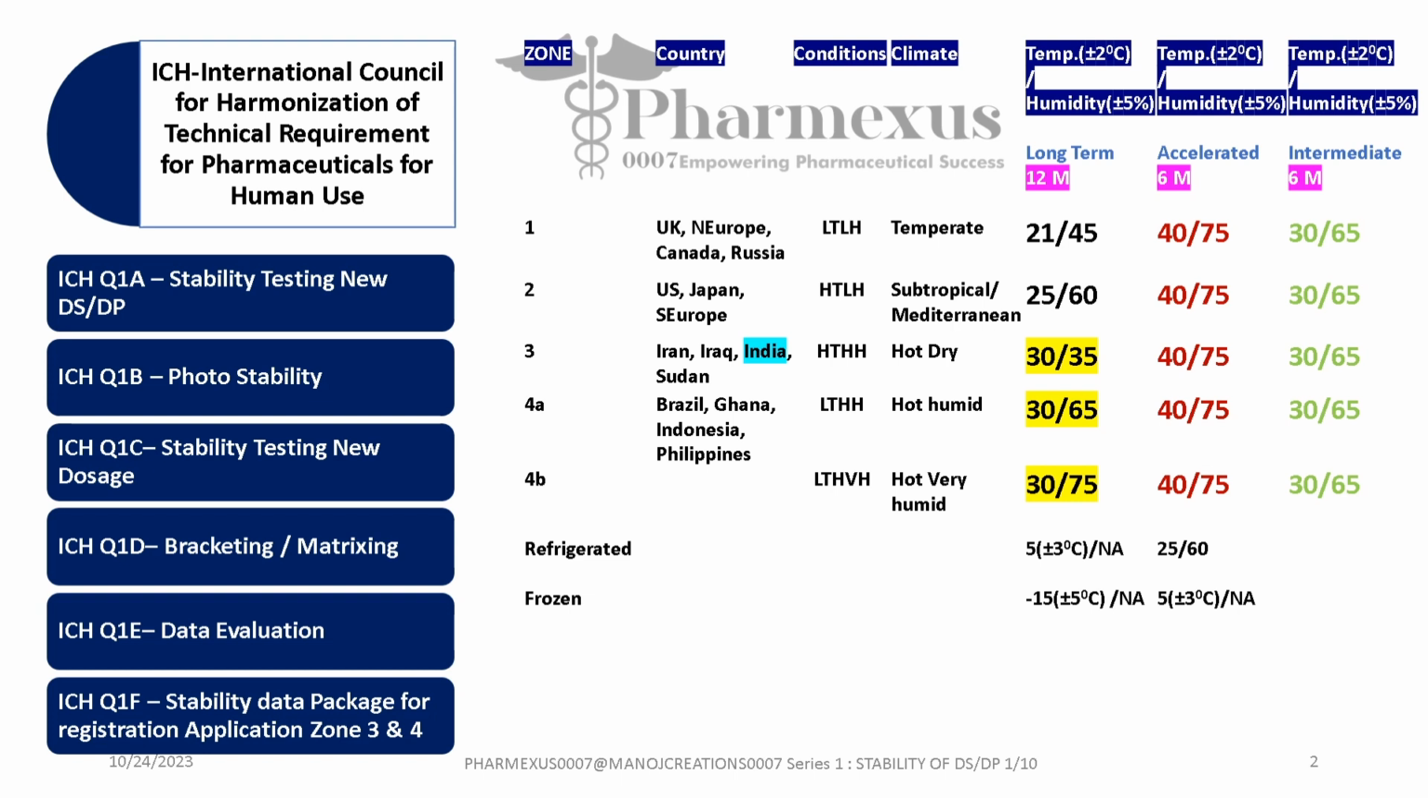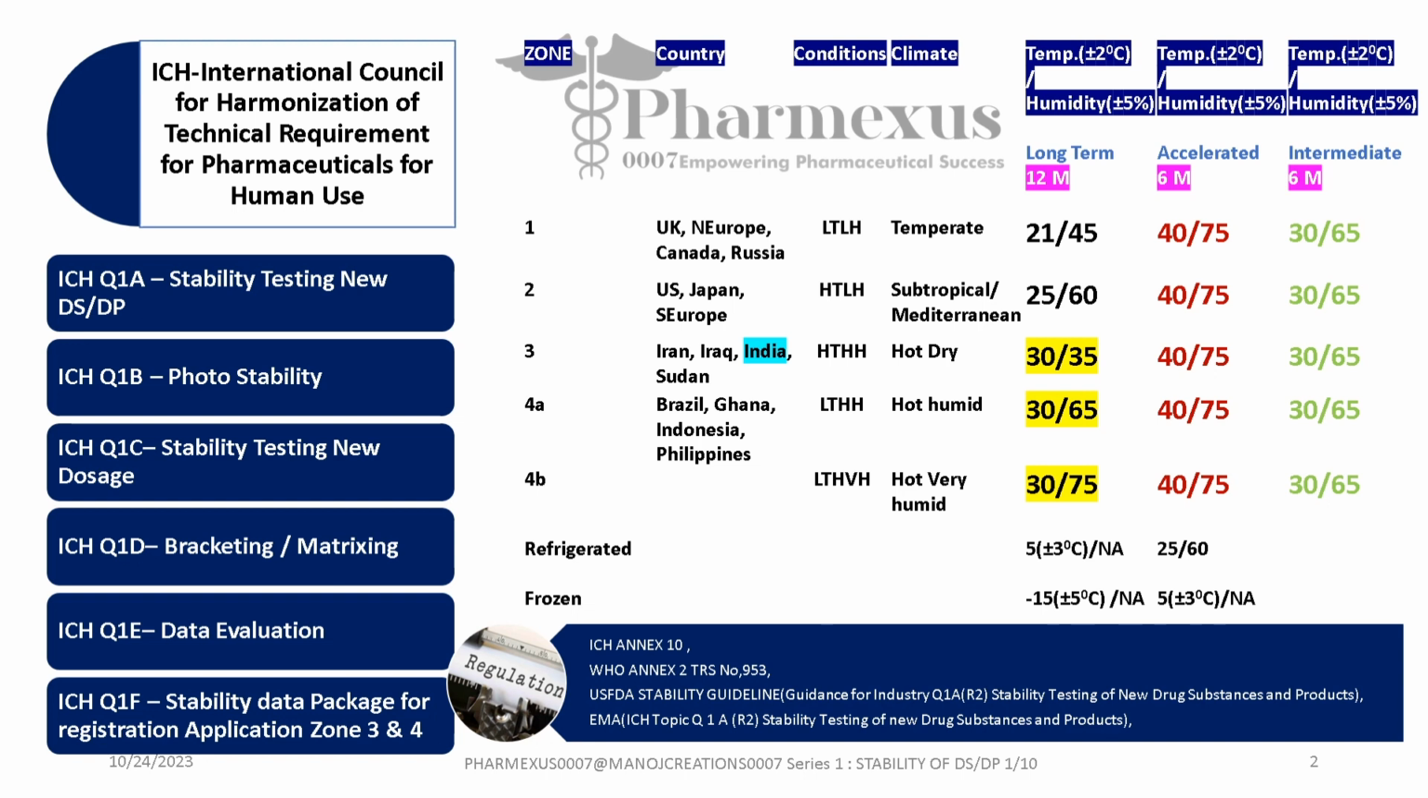Now these are all covered under various guidelines, and these guidelines will suffice the requirement of the respective company or respective industry to proceed with the stability study execution. Like the guidelines ICH Annex 10, WHO Annex 2 TRS number 953, US FDA Stability Guidance for Industry Q1A R2, stability testing of new drug substances and products, and as per the European Medicines Agency, that is ICH topic Q1A R2, stability testing of new drug substances and products.